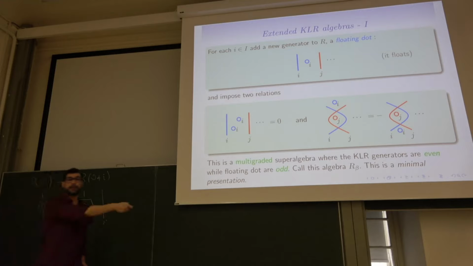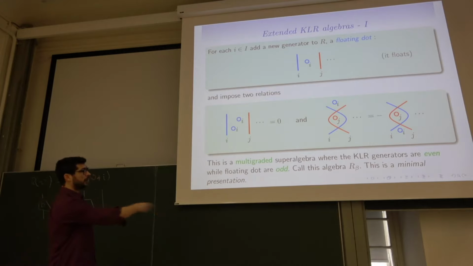So in our paper we have a more complicated, very long definition with floating dots everywhere. So this is a minimal presentation of our algebra. So this is a super algebra. Floating dots are odd, so they generate an exterior algebra. It's multigraded because, well, KLR algebra is graded, and each type of floating dot adds a different grading.